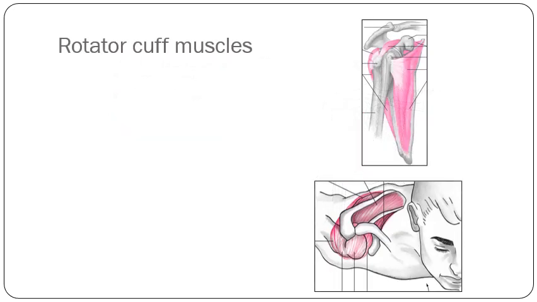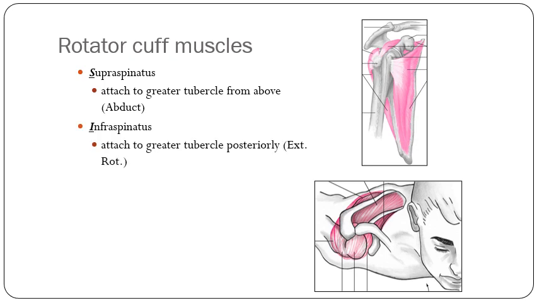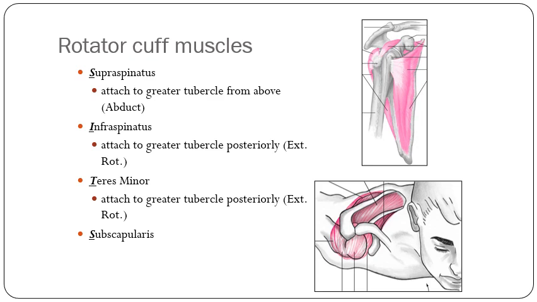So here are your rotator cuff muscles. When we look at the rotator cuff muscles, you start with the supraspinatus. It attaches to the greater tubercle from above, so it produces abduction. The infraspinatus attaches to the greater tubercle posteriorly, and that does external rotation. The teres minor also attaches to the greater tubercle posteriorly and also does external rotation. And then the subscapularis attaches to the lesser tubercle anteriorly and does internal rotation.